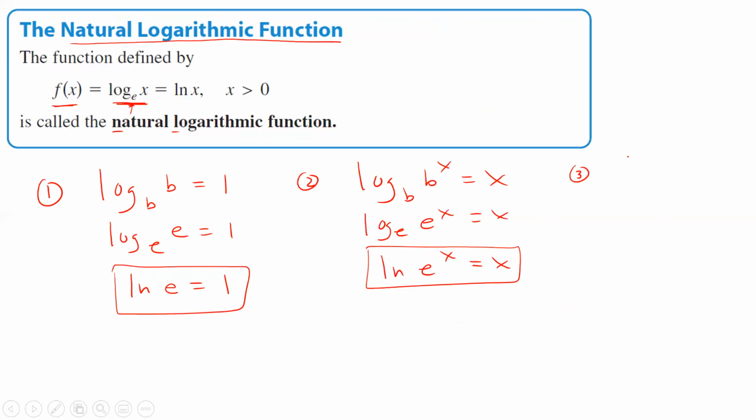Third rule, okay, this is log base B of 1 is equal to 0. This one we should be able to convert. Can you guys convert directly to the rule instead of the intermediate step? What would that be? I'll go with that. ln 1 equals 0. Three rules down, 3 rules to go.